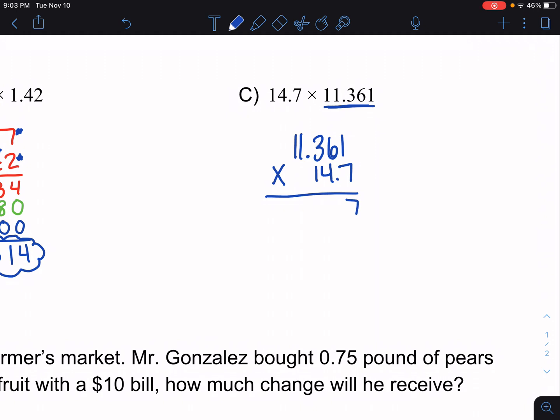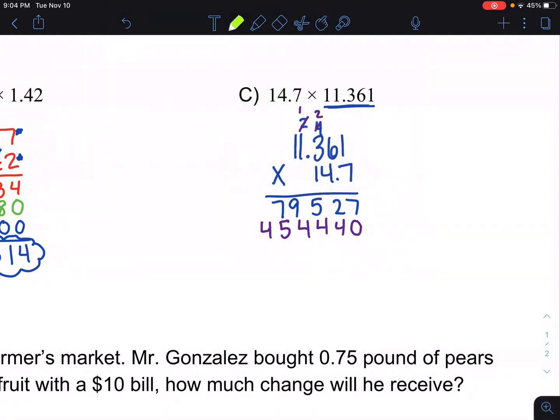So 7 times 1 is 7. 7 times 6 is 42. Carry the 4. 7 times 3 is 21, plus 4 is 25. 7 times 1 is 7, plus 2 is 9. 7 times 1 is 7. I'm going to move over 1 place value. 4 times 1 is 4. 4 times 6 is 24, and I carry the 2. 4 times 3 is 12, plus 2 is 14, and I carry the 1. 4 times 1 is 4, plus 1 is 5, and 4 times 1 is 4.